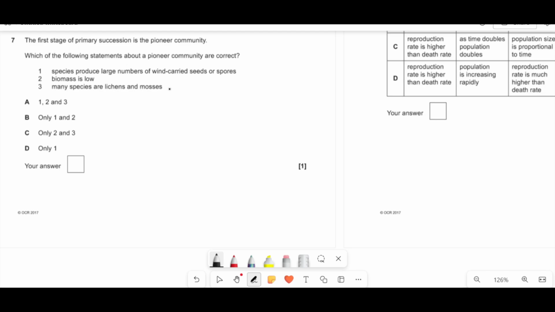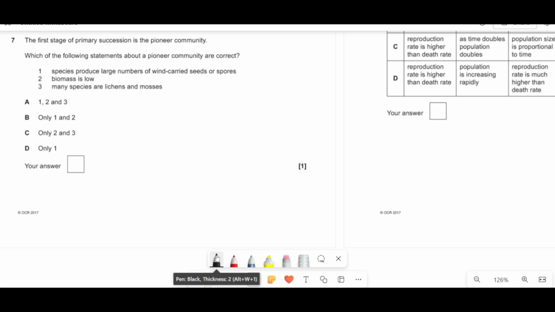The first stage of primary succession is the pioneer community. Which of the following statements about pioneer community are correct? So here, in primary succession, you've got really barren land, like a rock or something very sun exposed and dry. A pioneer community can live in this. Then eventually they die and make up a little soil. Over time, more things come in and die, until you get loads of extra things happening, right?